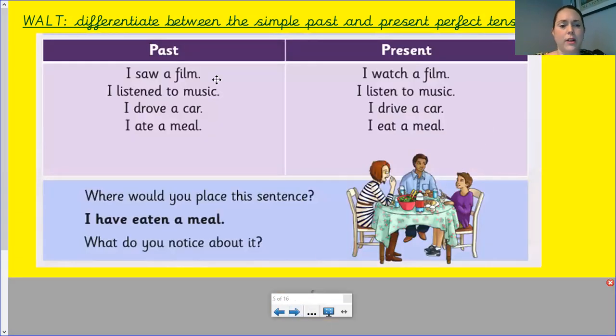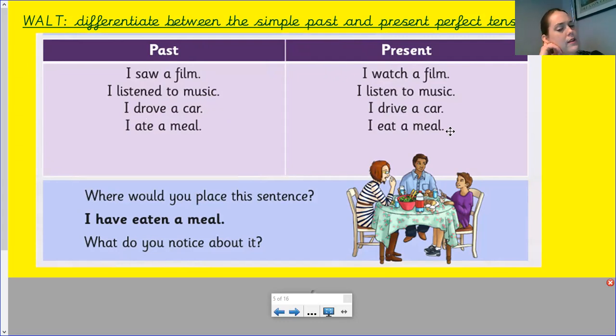So let's have a look again. We've got our past tense, I saw a film, and our present tense, I watch a film. Our past tense, I listened to music. Our present tense, I listen to music. Our past tense is I drove a car. And our present tense is I drive a car. Our past tense is I ate a meal. And our present tense is I eat a meal. Hopefully you can see the difference.